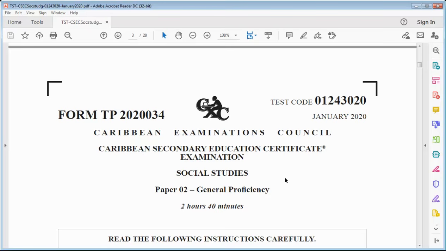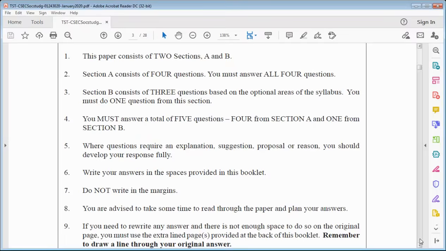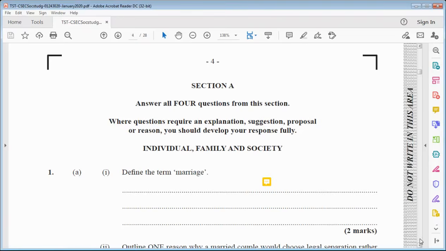So let us get right into this question. Question 1. It's on the family. There are two parts to this question, so we're going to look at A and the first part of A. Question 1 says, define the term marriage.